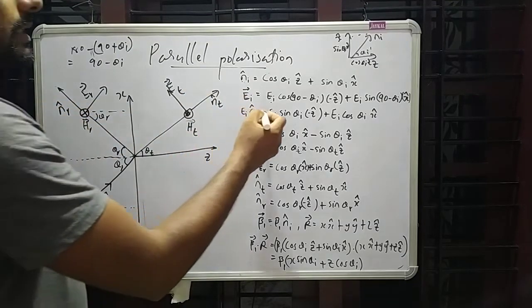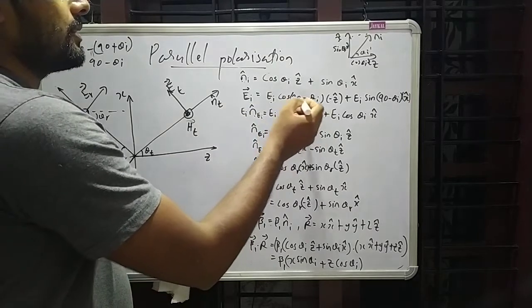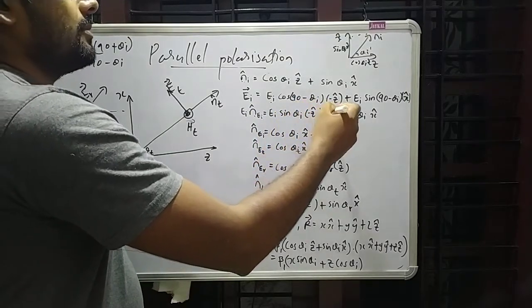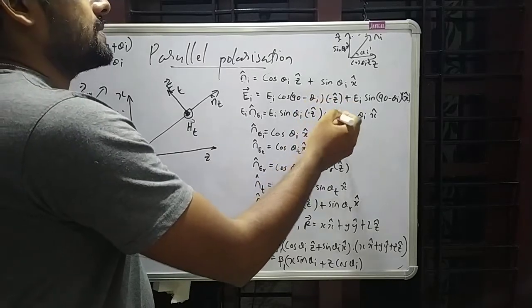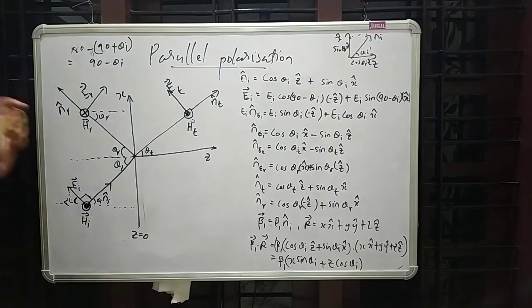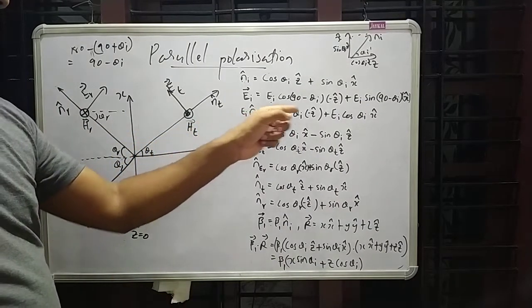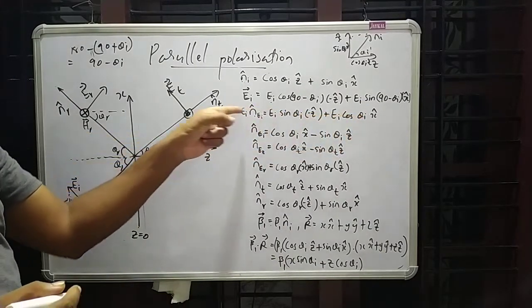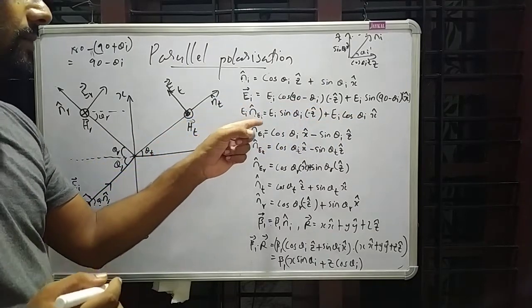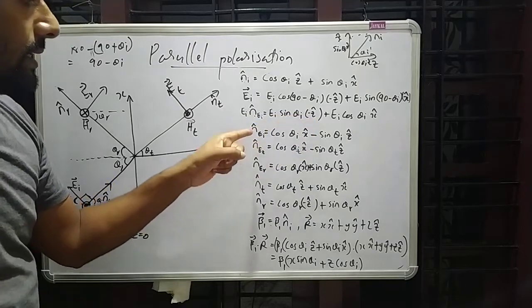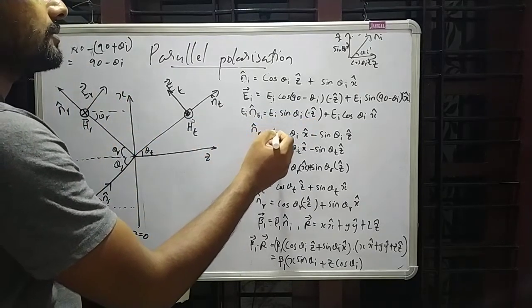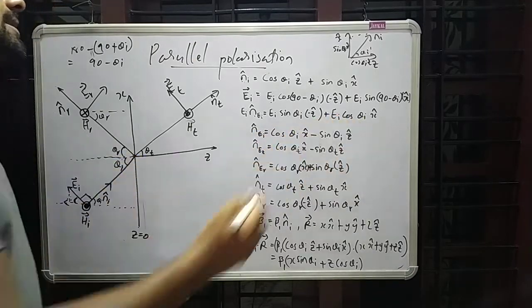So that is equal to, on the right side, Ei sin theta i, since cos(90 minus theta i) is sin theta i, in the direction of minus z cap, plus Ei cos theta i in the direction of x cap. So this Ei will get cancelled because each term contains one Ei on both sides of this equation. So n cap Ei is equal to cos theta i x cap minus sin theta i z cap.